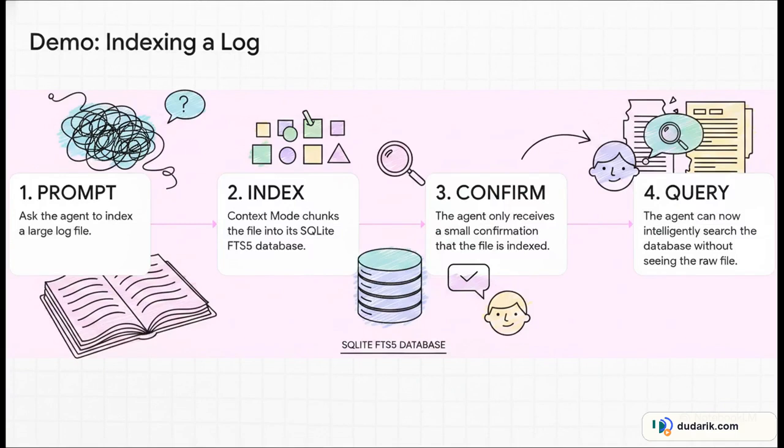You ask the agent to find errors in a giant log file. Instead of trying to read the whole thing, context mode just indexes it into its database. All the agent gets back is a tiny little confirmation message that says, okay, file indexed. From then on, the agent can run smart queries on that database to find exactly what it needs, all without ever seeing the context-destroying raw data.